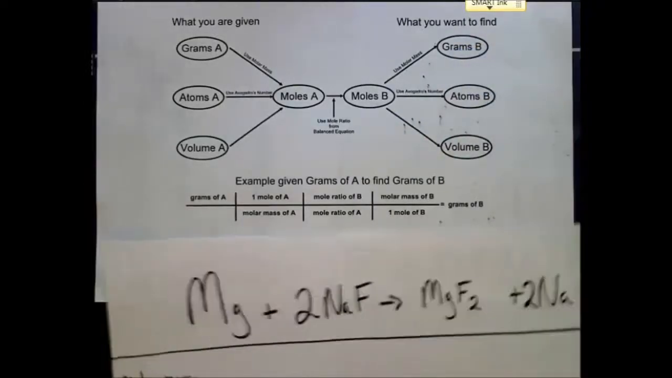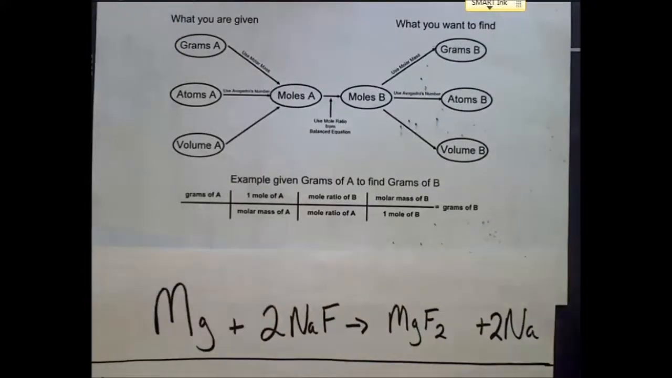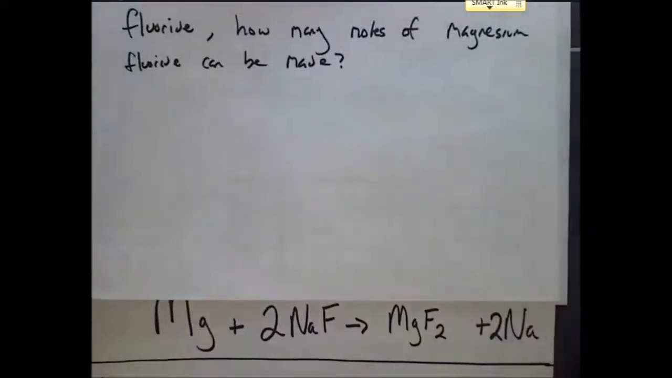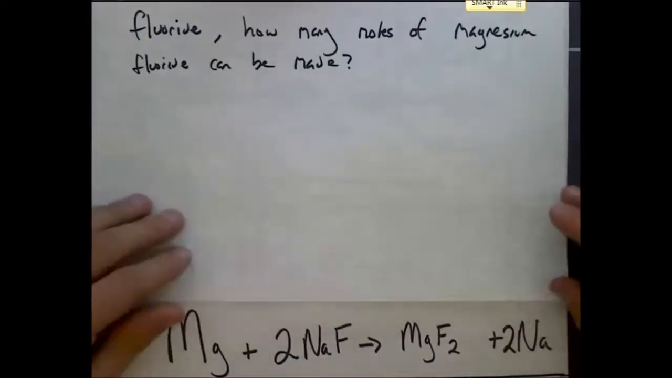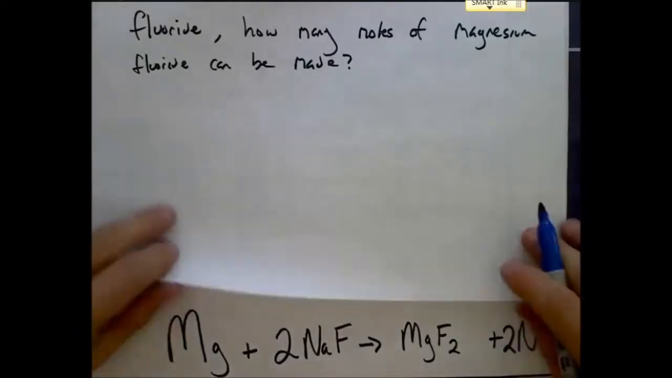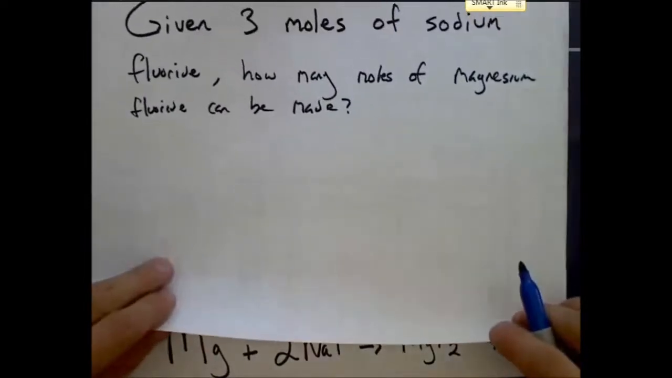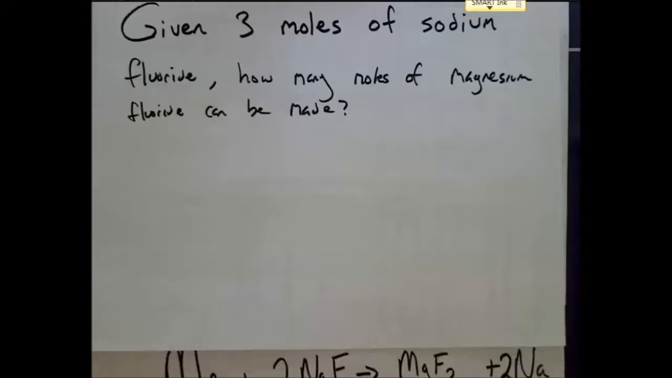All right, so let's get ourselves started, and we're going to look at our first question here. Given 3 moles of sodium fluoride, how many moles of magnesium fluoride can be made? Okay, so we've got our equation down here. All right, let's just keep that in mind. Let's scoot that down a little bit for you. 3 moles of sodium fluoride, how many moles of magnesium fluoride can be made?